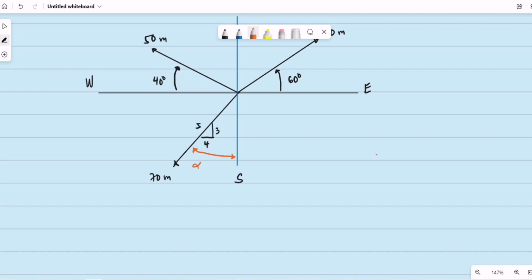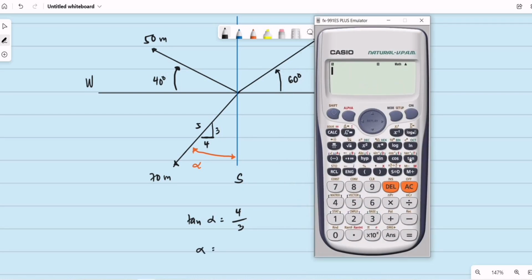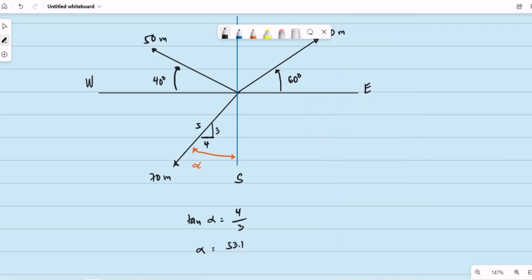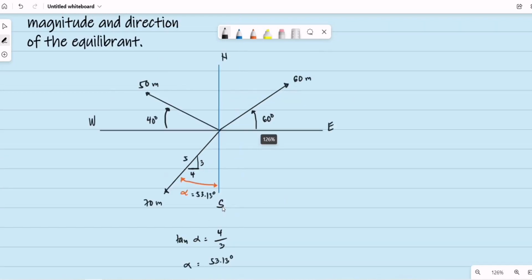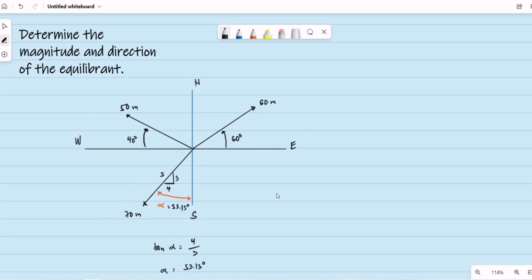So let's say if this is alpha, okay, so we can use tangent. So the tangent of alpha is equal to, the opposite side is 4, adjacent side is 3. So the value of the angle alpha is equal to 53.13 degrees. Alright, now so let's have the components of the resultant.